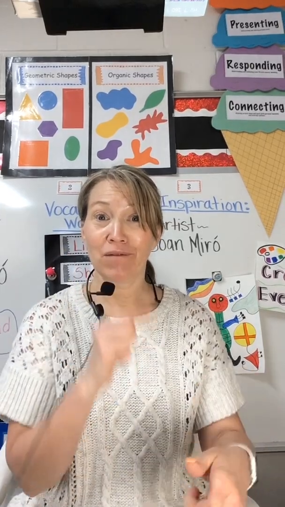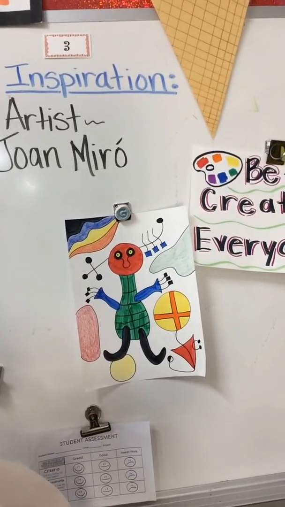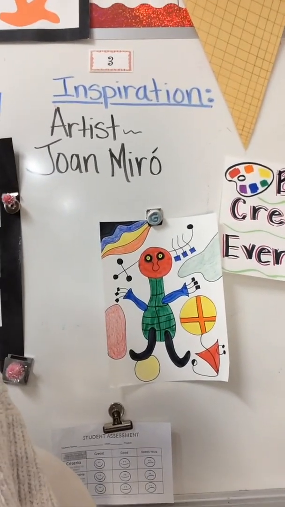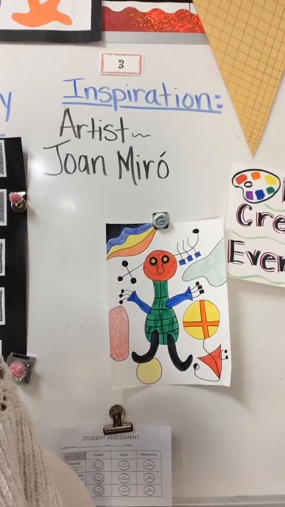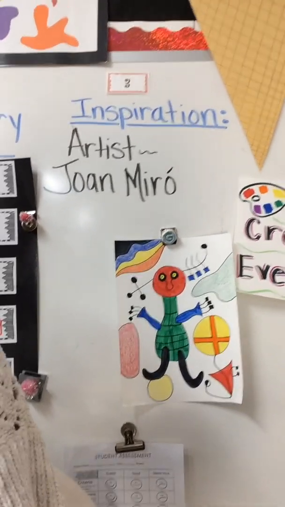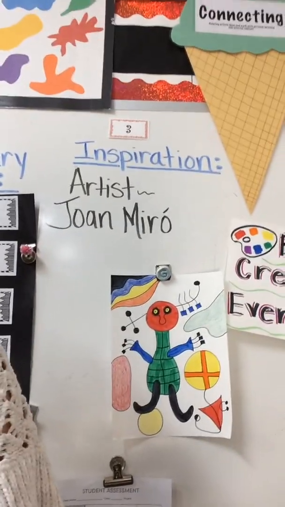Now, all right. So get your paper. I'm going to flip my camera around, and we are going to get started with our abstract Joan Miro picture. I hope you like this. All right. And remember, you can pause at any time if you want to look at something longer. All right, I'll see you back in a minute.